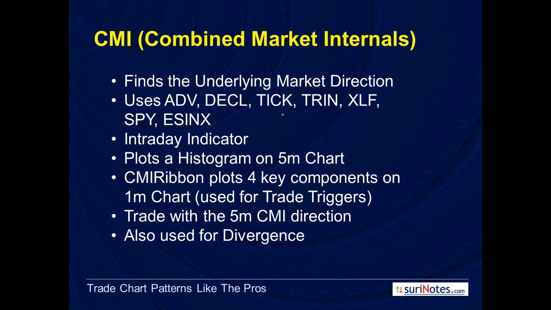So I built an indicator called the Combined Market Internals, and it is built using advancers/decliners, tick, trend, XLF, which is the financial instrument, and also SPY. ES-NQ is one of the most critical in this CMI. It's an arbitrage. I won't explain what arbitrage is, but if you know it, it is one of the ways to detect how the futures are performing compared to the cash.